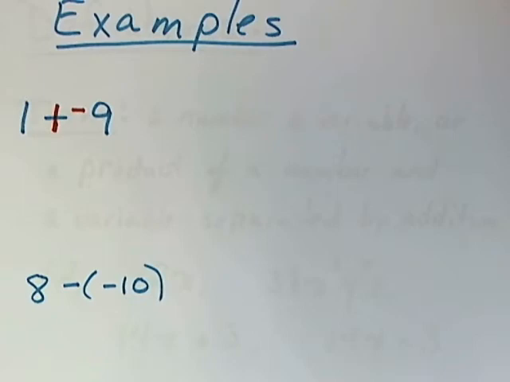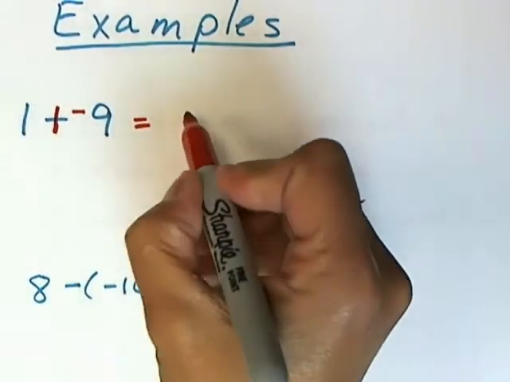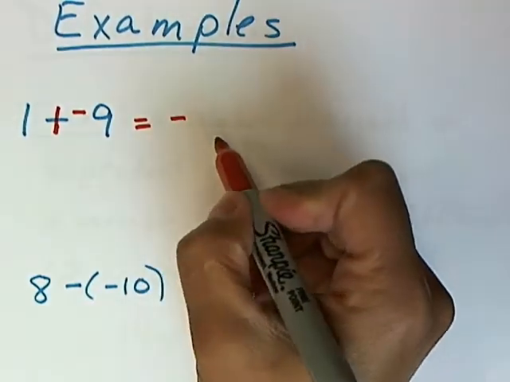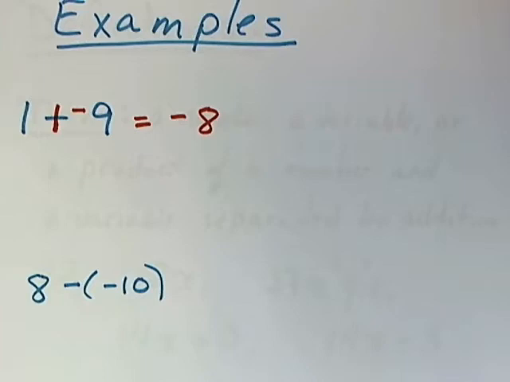Now that I see that it's a positive and a negative, we can subtract the two numbers and keep the sign of the larger. So it would be 9 minus 1. I started with the 9, which is negative, so my answer is negative, and 9 minus 1 is 8. So 1 minus 9 is a -8.